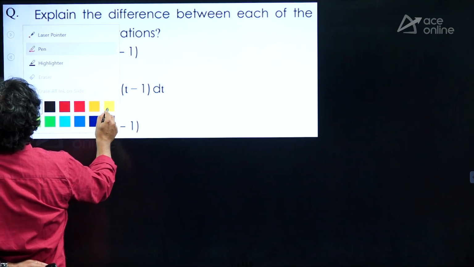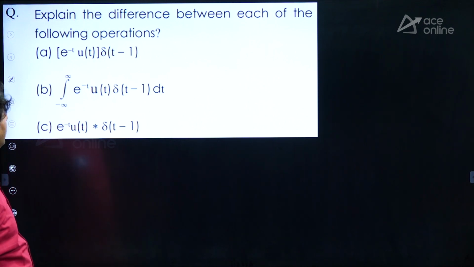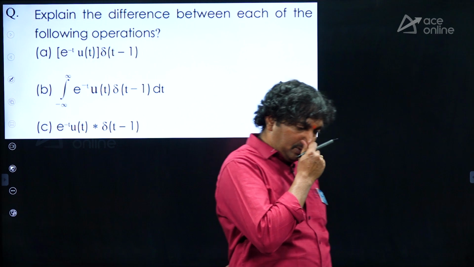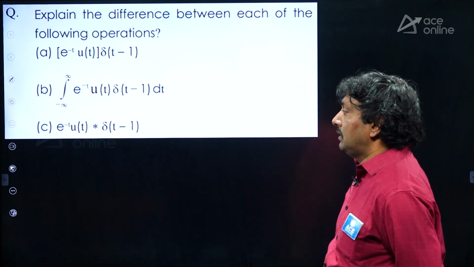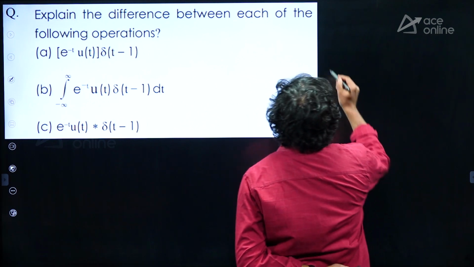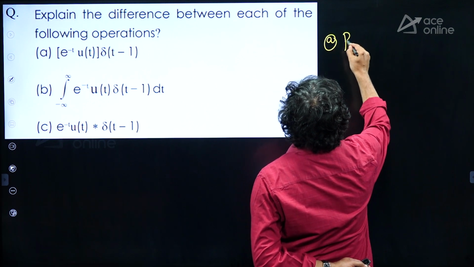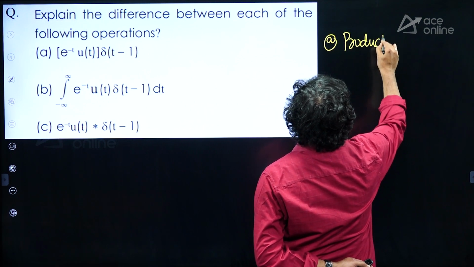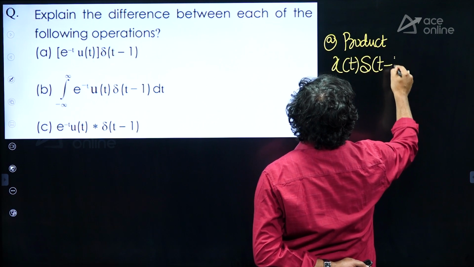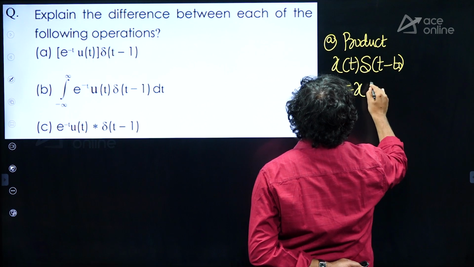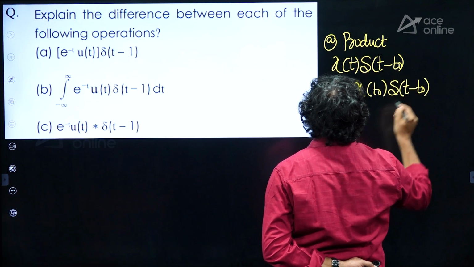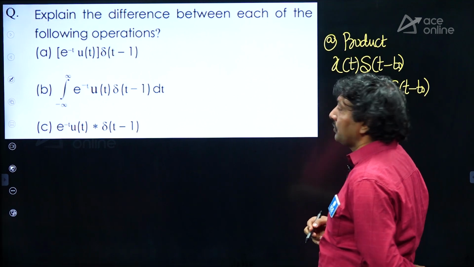Explain the difference between the following operations. There are actually 3 properties of impulse. Any one property is regular in competitive exams. To answer the first one, we need the product property of impulse. x of t into delta of t minus t naught equals x of t naught into delta of t minus t naught. First one is the product property.